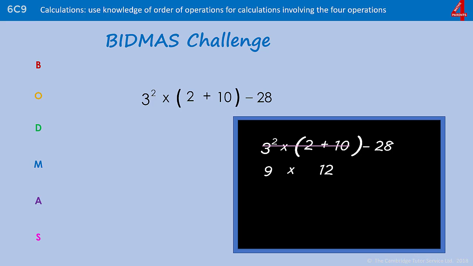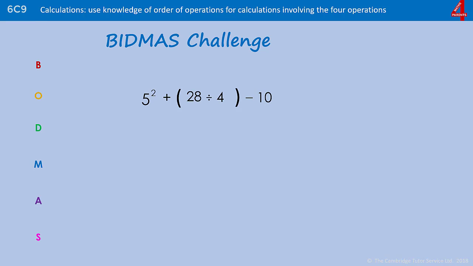9 times by 12, take away 28. So the next bit we need to do is 9 times 12. And 9 times 12 is 108. Now we take away 28 and the answer is 80. If you got on okay with that, have a go at this one. Pause the video, have a go.